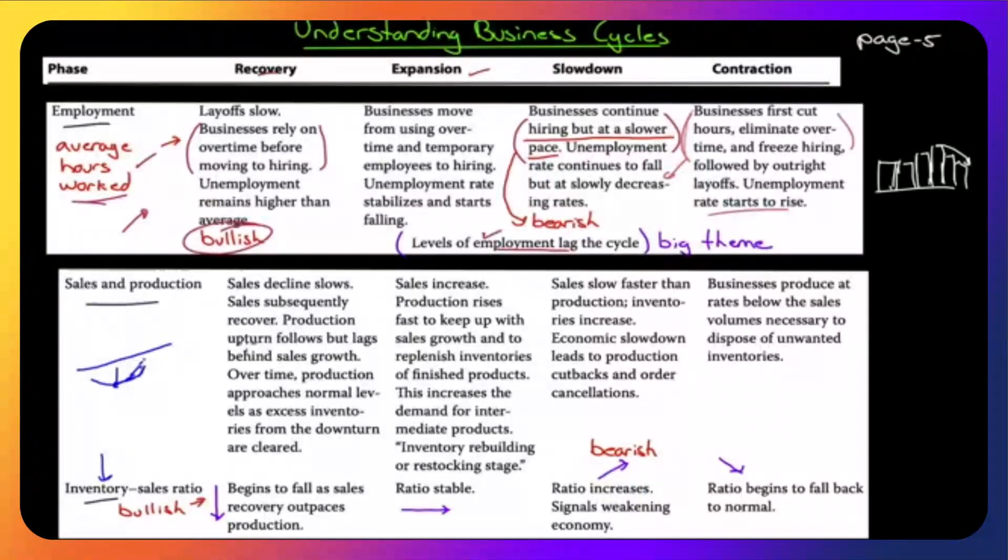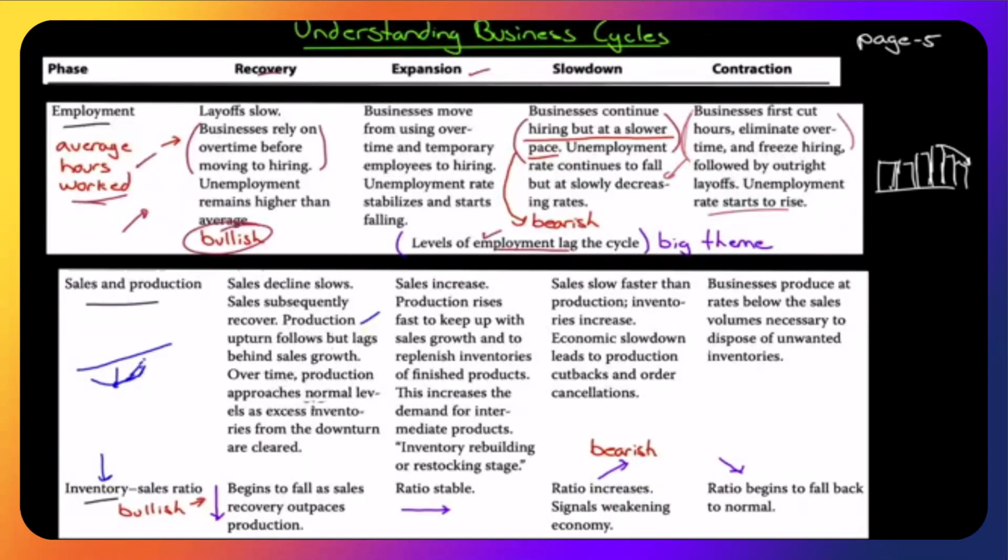Production upturn follows, but lags behind sales growth. So what this is saying is that we will see an increase in sales, and typically production will follow along. But if sales are growing at 5 or 6%, production may only follow along at 2 or 3%, which means inventories are still falling while sales are increasing, because you've got to sell from something. So you're working off inventories at this time, even though you've still ramped up production from the contraction. The growth in sales outstrips the growth in production.